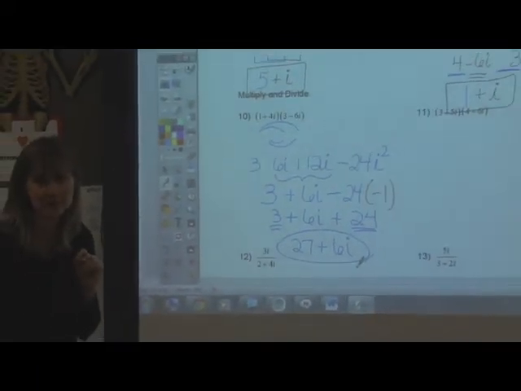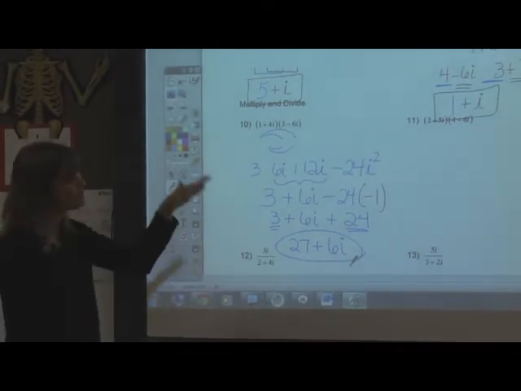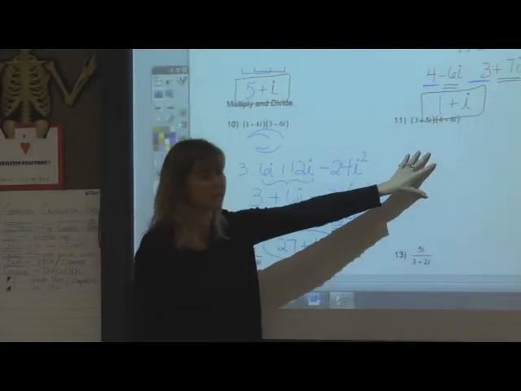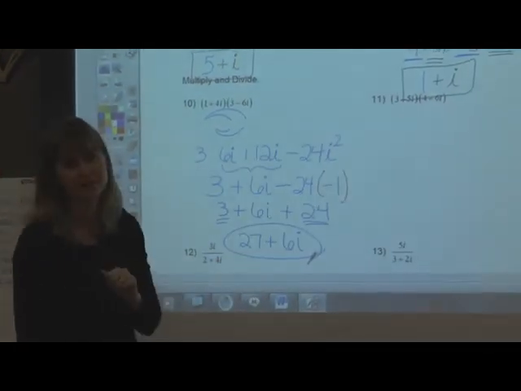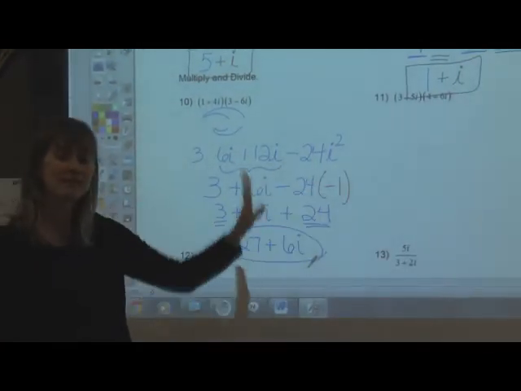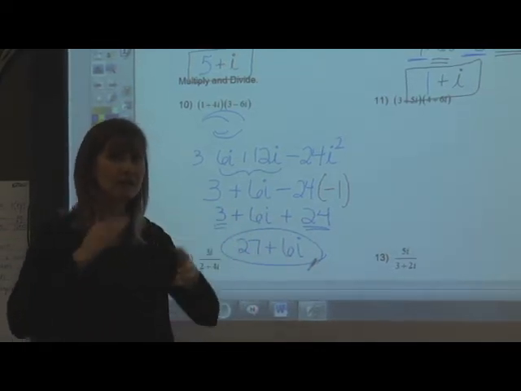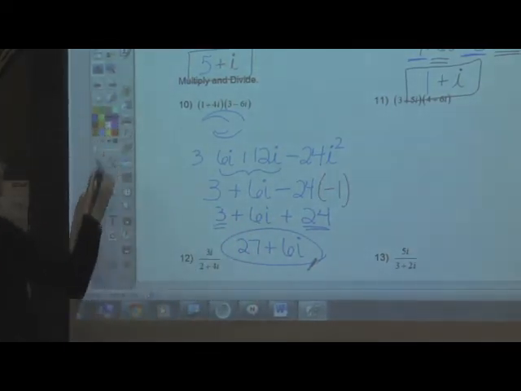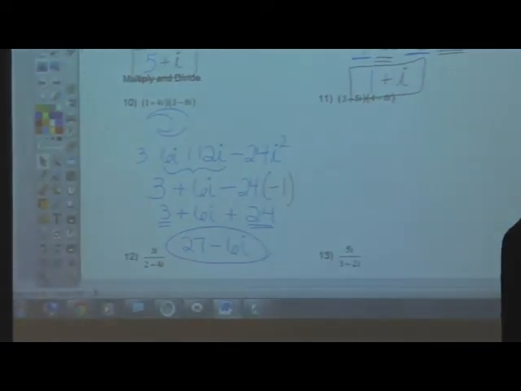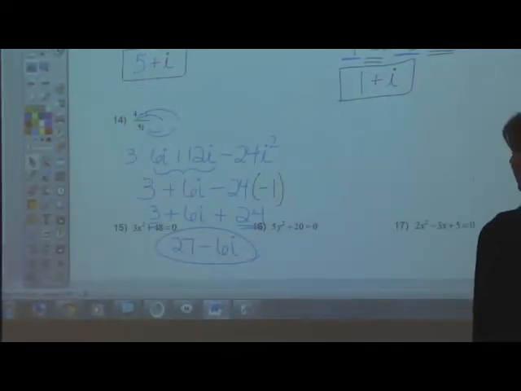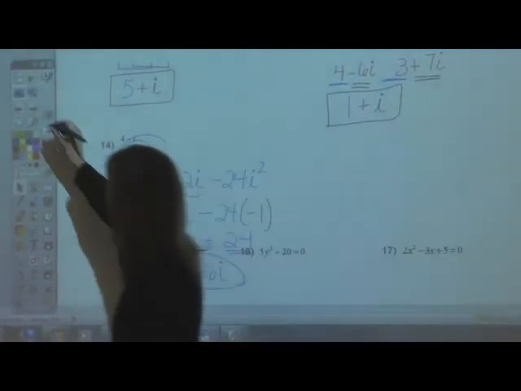Same thing for number 11. Let's go on though, because I think you might have an idea here. The big thing is secret code: i squared is really a -1. Whenever you see an i squared, you're going to pull it out and put -1. So let's continue on and go to the divided by, because that is something we probably need to spend a little more time on.